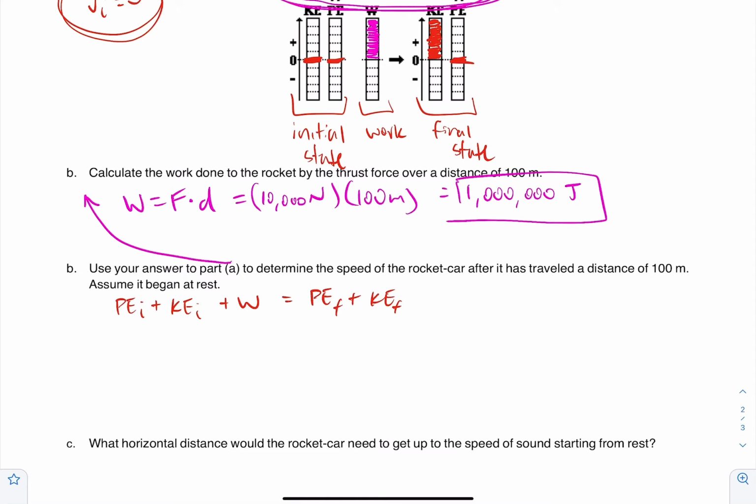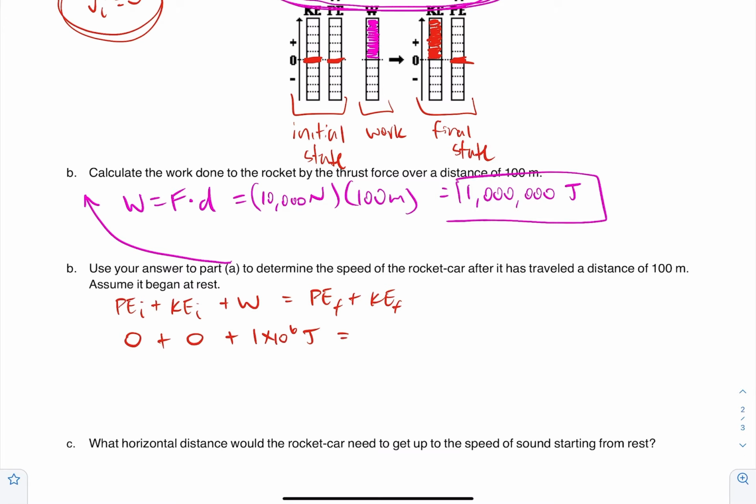Well, we know that the initial potential energy was 0 because it was on the ground. We know that the initial kinetic energy was 0 because it was at rest. And then we know that we're adding 1,000,000 joules of work to this system, okay? And I'm going to use the shorthand 1 times 10 to the 6th joules, scientific notation for 1,000,000. And then I'm going to set this equal to the final potential energy plus the final kinetic energy.